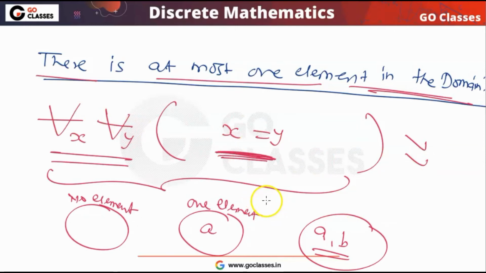This is what we want, because we want there is at most one element. It means we can say that for all x, for all y, x is equal to y. Okay, so very simple scenario.